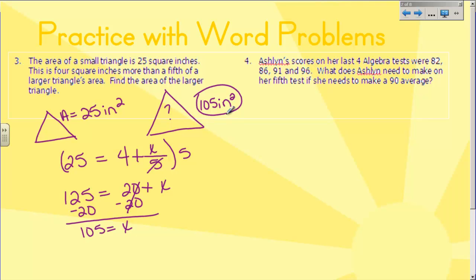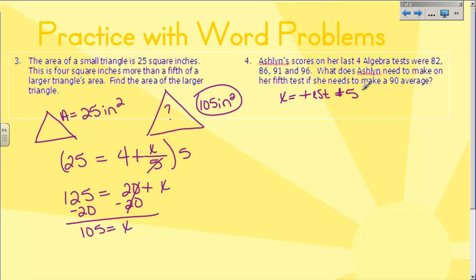So number 4 is an average question. Ashlyn's scores on her last 4 algebra tests were 82, 86, 91, and 96. We want to know what Ashlyn needs to make on her 5th test if she needs to make a 90 average. We don't know her 5th test. So we're going to say that x equals test number 5. So x is going to represent her 5th test.